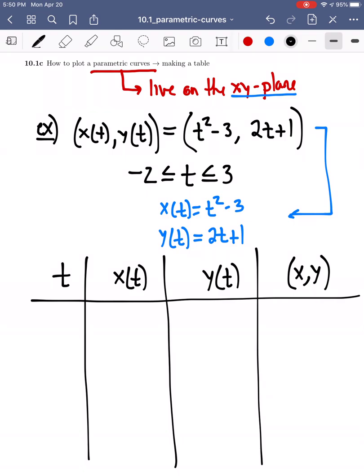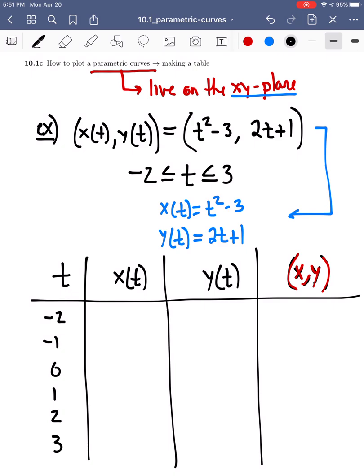So the t values we're going to choose here are between minus 2 and 3. So let's just go in integer steps: minus 2, minus 1, 0, 1, 2, and 3. And then to figure out what the respective x and y coordinates are that we're going to ultimately plot on the xy plane as the point x comma y, we just need to substitute those t values into those formulas.